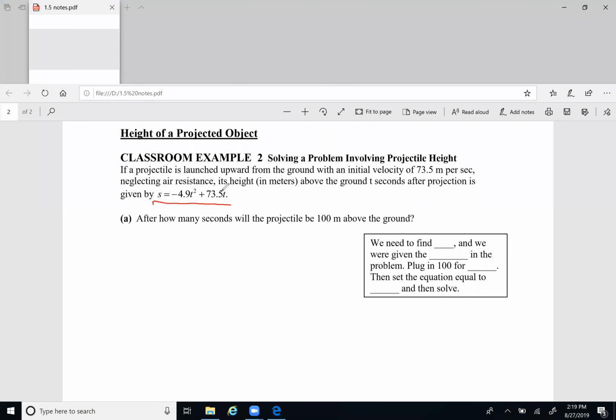And I have no idea why they decided they would use S to represent height, but they did. And so the height is equal to a negative 4.9 t squared plus 73.5 t. Now, do you recognize it's quadratic? I hope so, because there's a t squared in it.